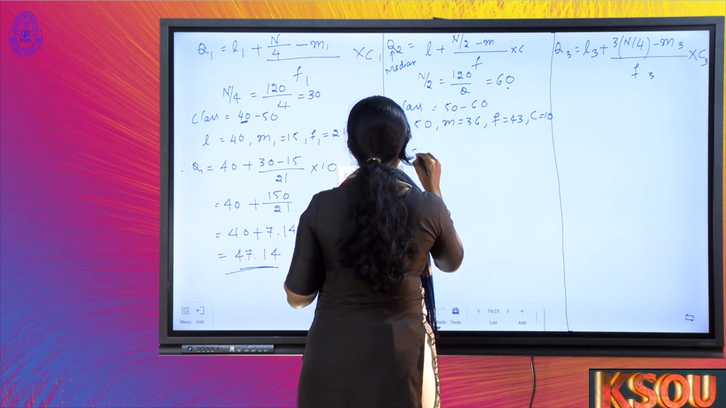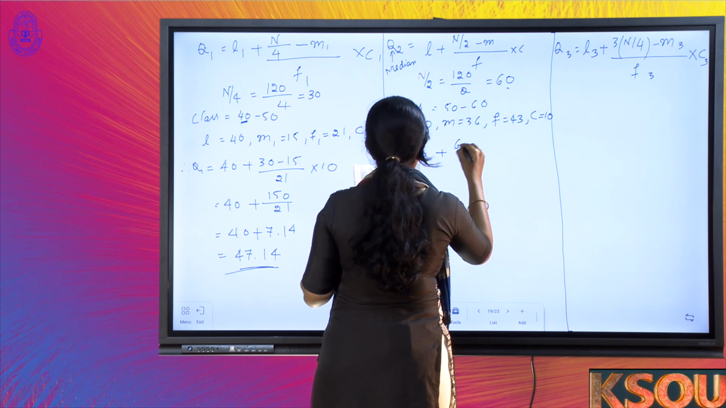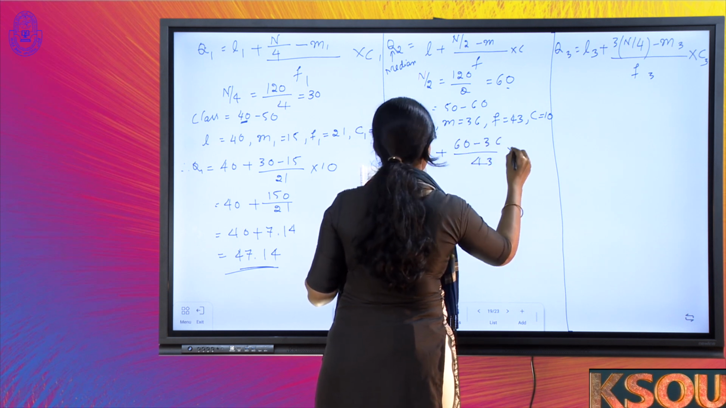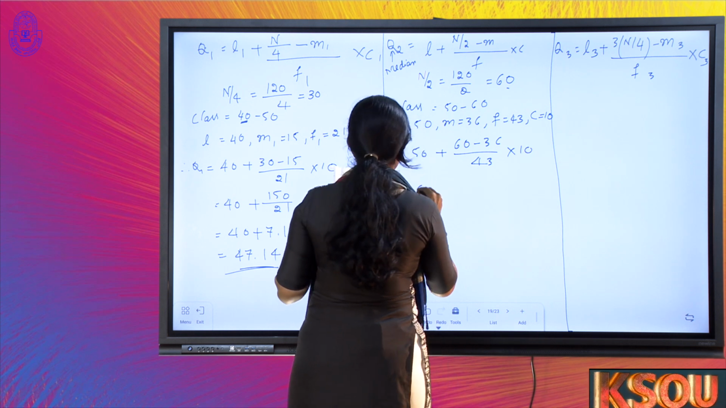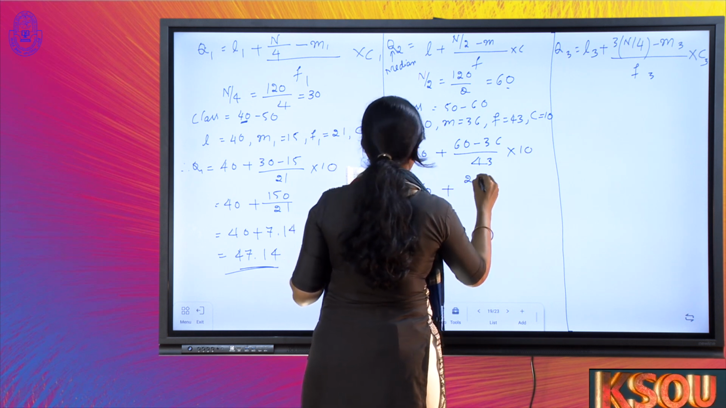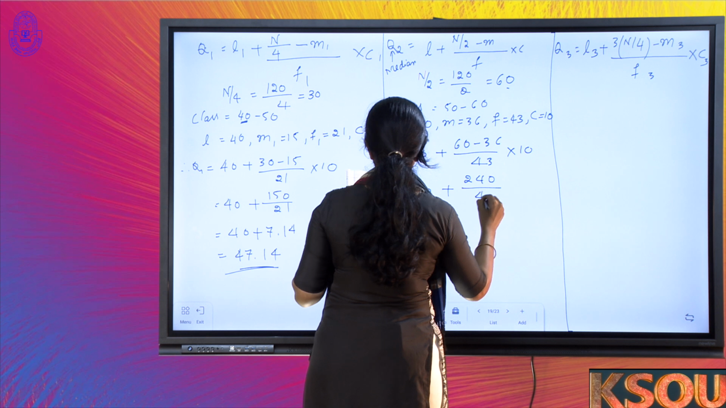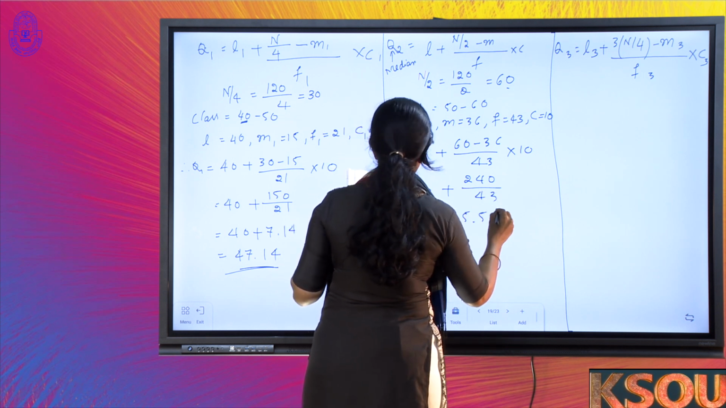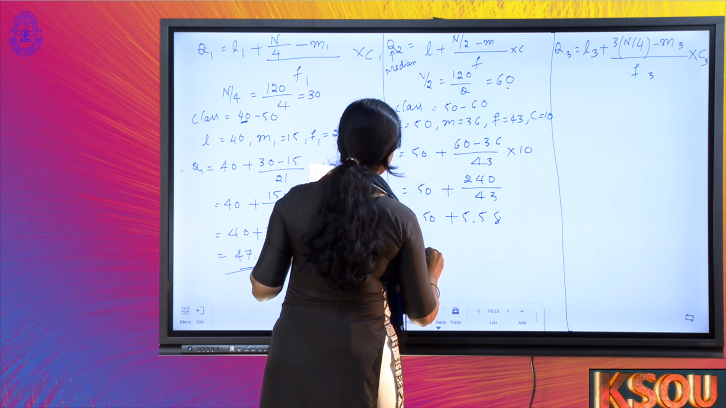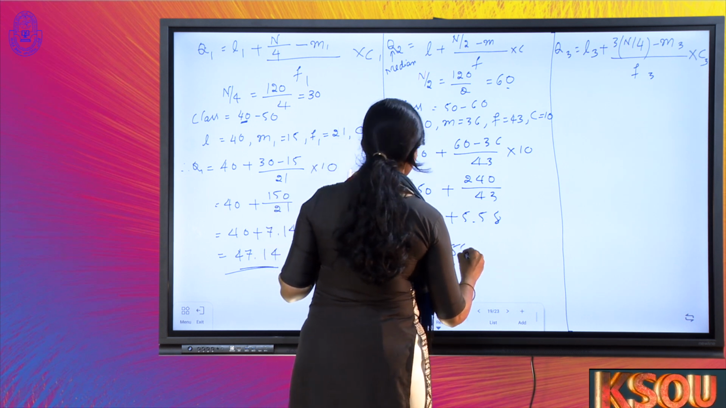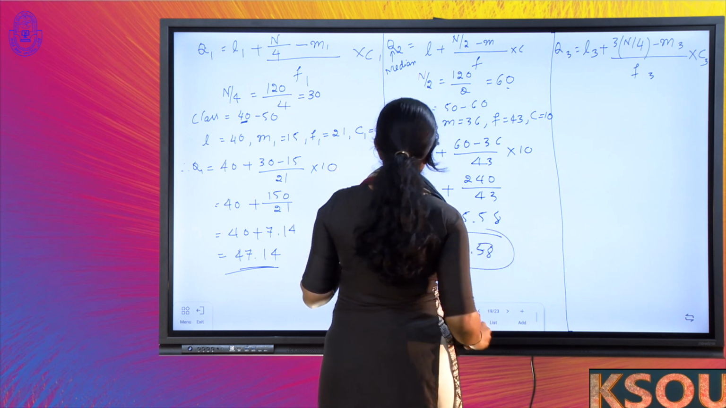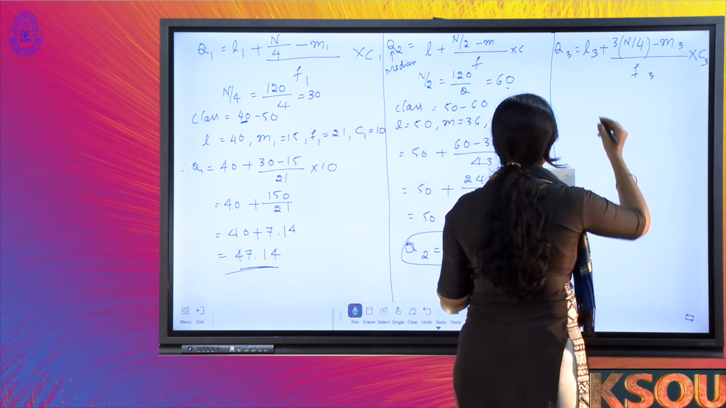You just substitute the values. So, 60 minus 36 by 43 into 10, that is 50 plus 240 by 43. So, 50 plus 5.58. So, finally, we get Q2, that is the median value, as 55.58. Okay.